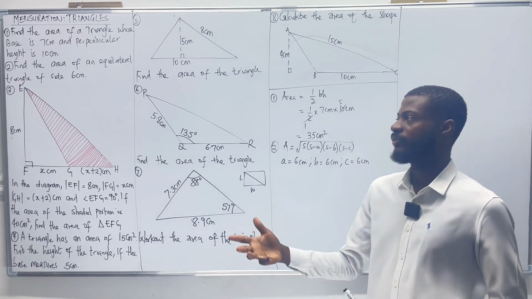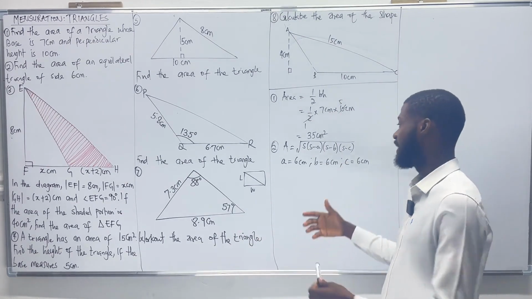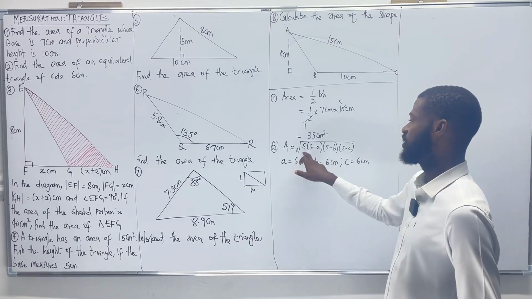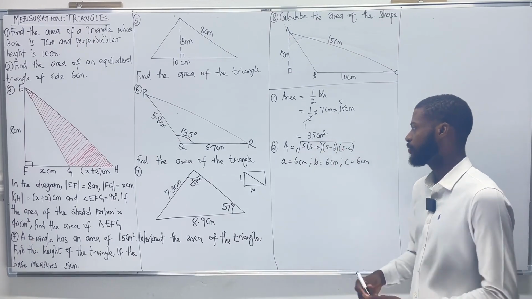If you have a triangle and the sides are different, this is the formula that you can use to get the area of that triangle. I didn't put that example here though. So this is the formula you're going to use.